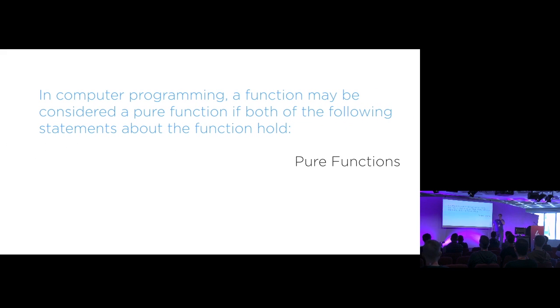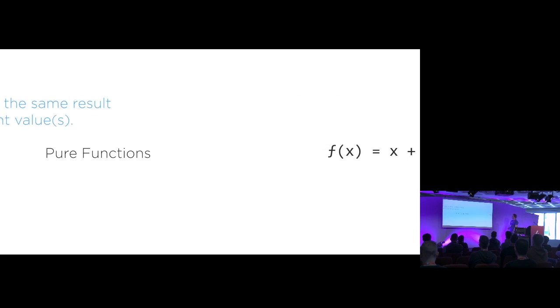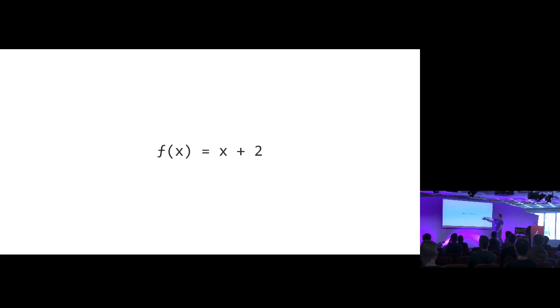And so what is a pure function? Let's talk about the definition. In computer programming, I don't know another paradigm where we talk about pure functions, but a function may be considered pure if both of the following statements hold true. The function always evaluates to the same result given the same arguments as values. It is very predictable. Pass one thing in, you get the same thing back.